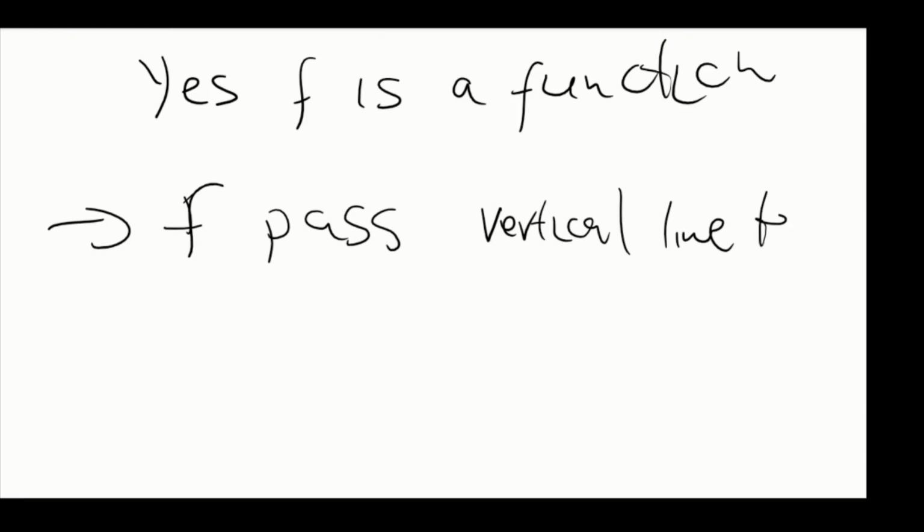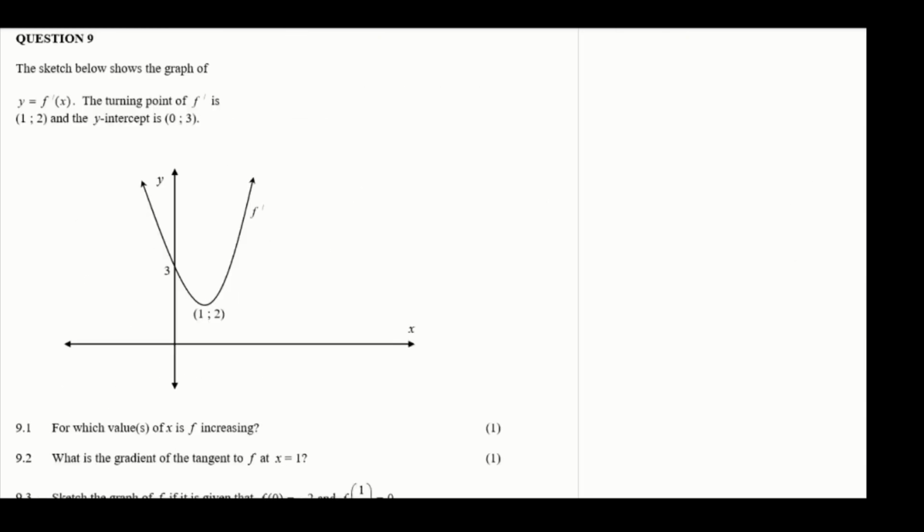Question 9. The sketch below shows the graph of y equals f prime of x. The derivative of a cubic function gives you a parabola. The turning point of f prime is (1; 2), and the y-intercept is (0; 3). So we are given the diagram below. 9.1 says, for which values of x is f increasing?